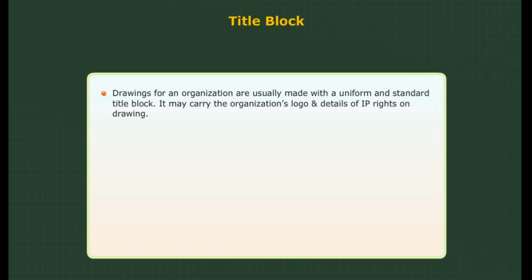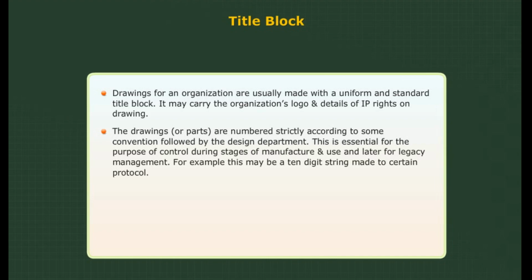Conventions on title block. Drawings for an organization are usually made with a uniform and standard title block. It may carry the organization's logo and details of IP rights on the drawing. The drawings or parts are numbered strictly according to some convention followed by the design department. This is essential for the purpose of control during stages of manufacture and use and later for legacy management. For example, this may be a 10-digit string made to certain protocol.